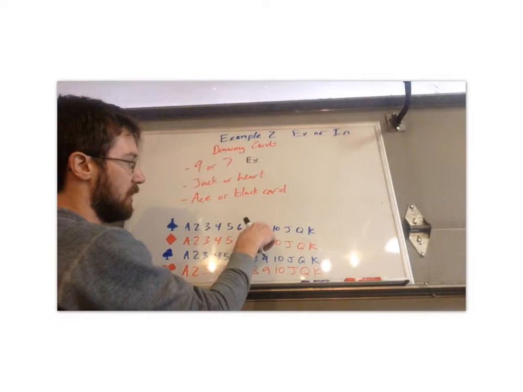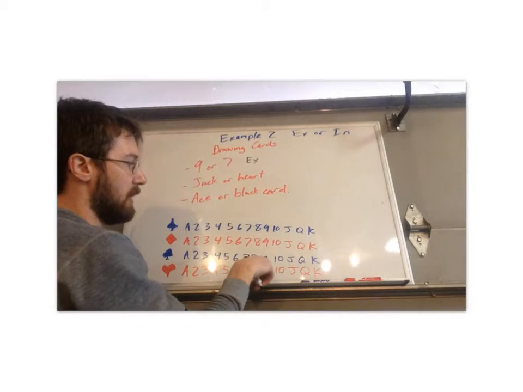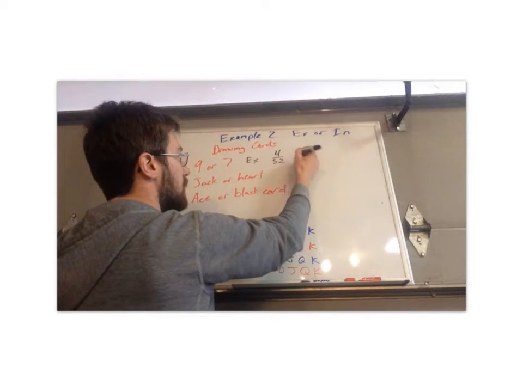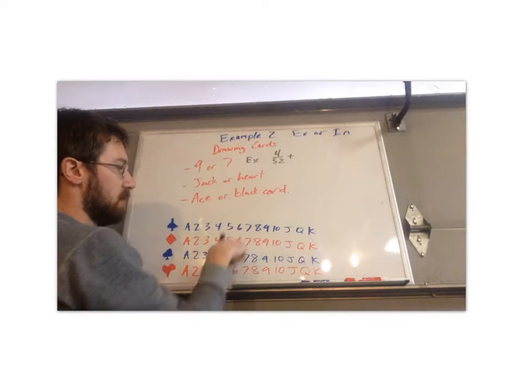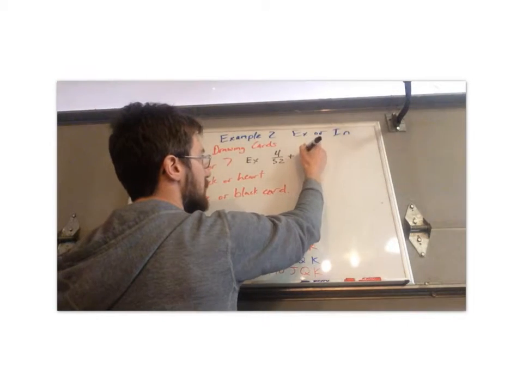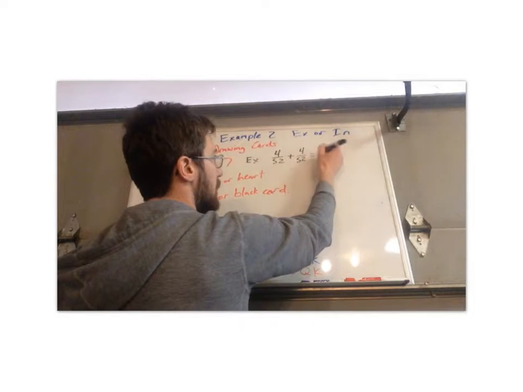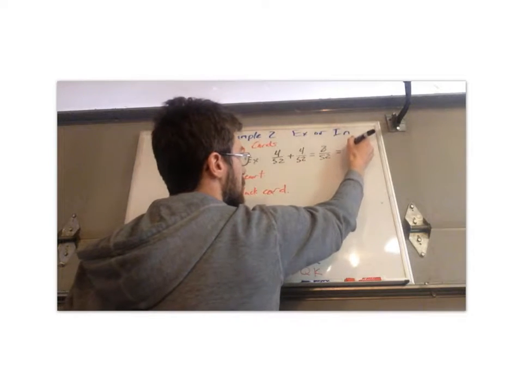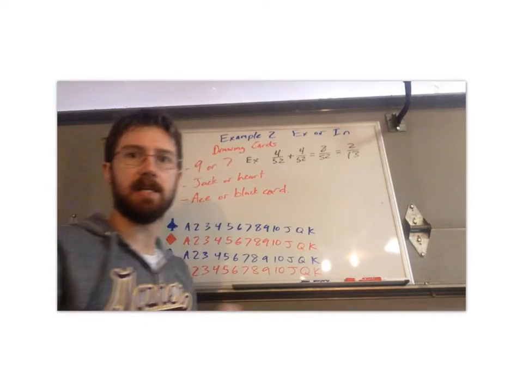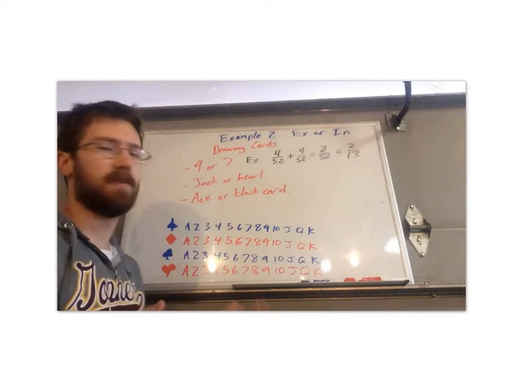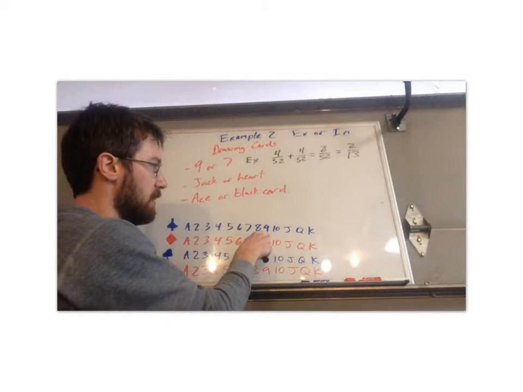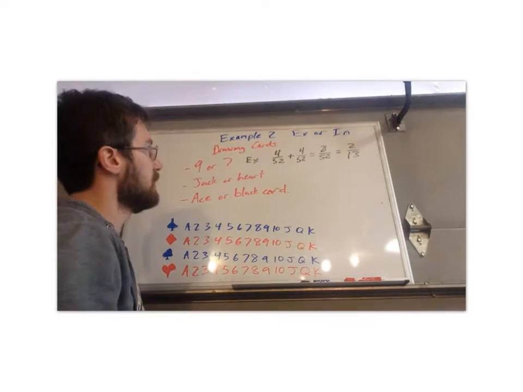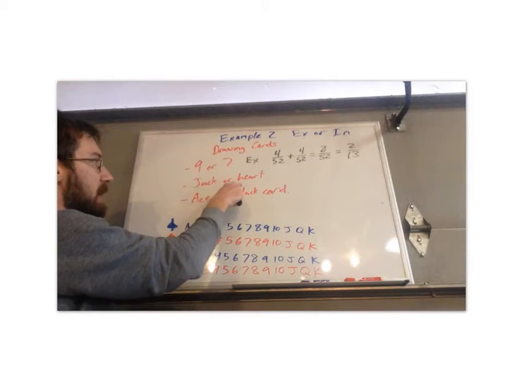And the probability of drawing a 9, there are 4 9s out of the 52 cards, so that's 4 out of 52. And then there are also 4 7s out of the 52 cards, so that's another 4 out of 52. Add those together, that's 8 out of 52, and that reduces to 2 out of 13. Now some of us that are a little more familiar with cards know there's 1 9 for every 13 cards in a suit, so you can do 1 out of 13 plus 1 out of 13.